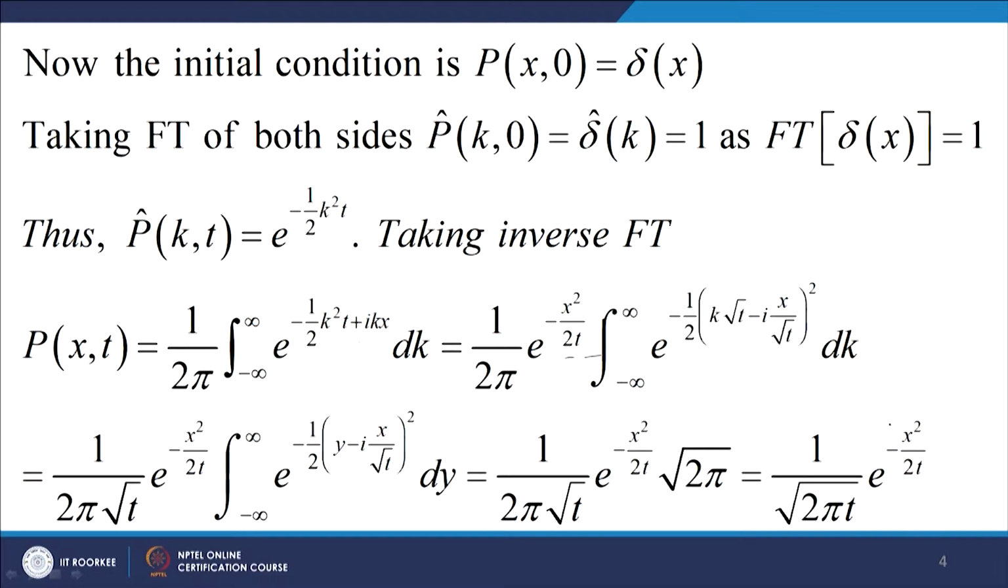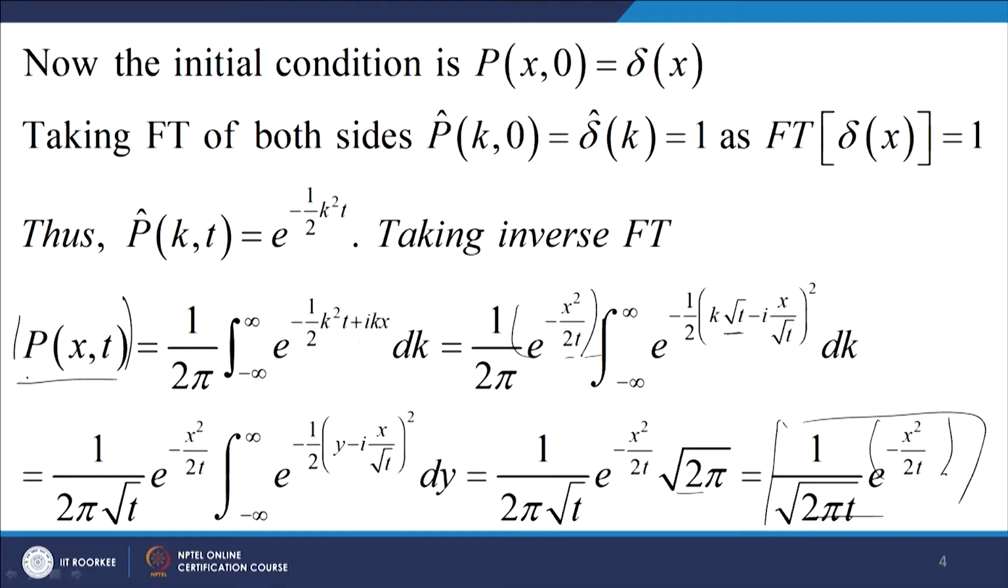This e to the power minus x square upon 2 t is what we had here. The under root t has come from here, in the denominator, and the square root of 2 pi has come from the cancellation with the square root which is the value of this Gaussian integral. We end up with this expression as the inverse Fourier transform solution of this.